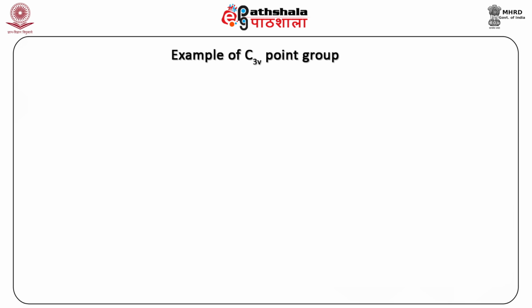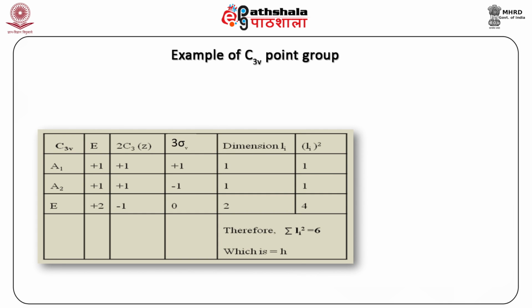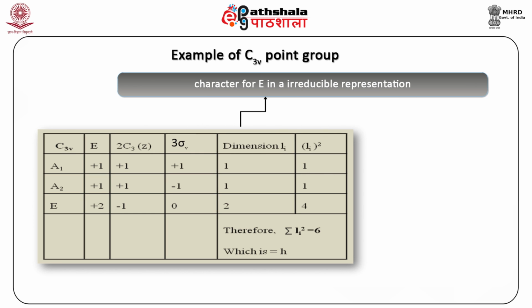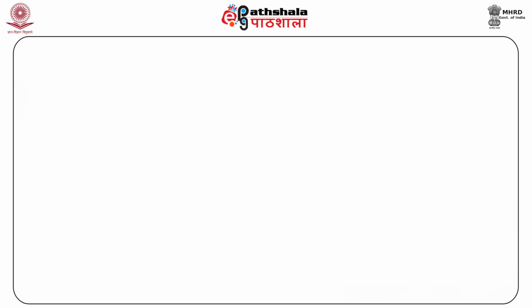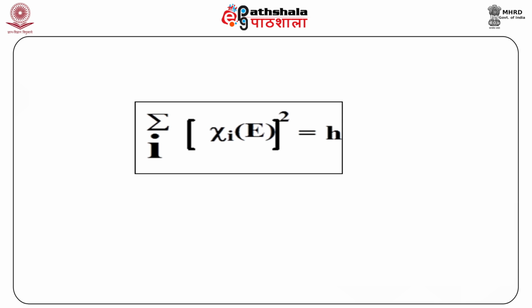Let us now examine this rule. Take a C3V point group which has 6 symmetry operations in it. So the order of the group h is equal to 6. The character of E gives the dimension of the representation. The dimension is the character for E in an irreducible representation. Here these are A1 equal to 1, A2 equal to 1, E equal to 2. Therefore, 1 square plus 1 square plus 2 square equals 6. Since the character of E represents the dimension of the irreducible representation, equation 5 can be rewritten as equation 6.